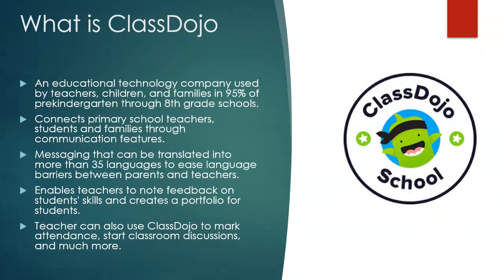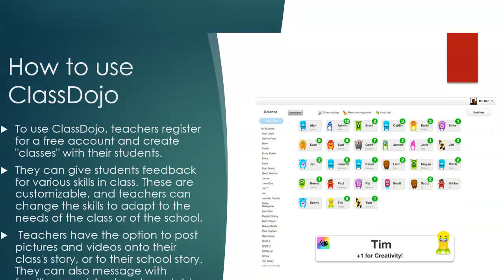ClassDojo is an educational technology company used by teachers, children, and families. ClassDojo connects primary school teachers and students and families through communication features such as messaging that can be translated into more than 35 languages to ease language barriers between parents and teachers. ClassDojo enables teachers to note feedback on student skills and create a portfolio for students. Teachers can also use ClassDojo to mark attendance, start a classroom discussion, and much more.